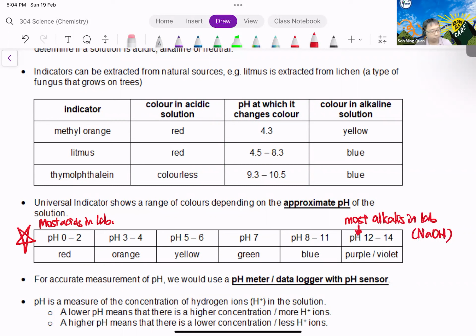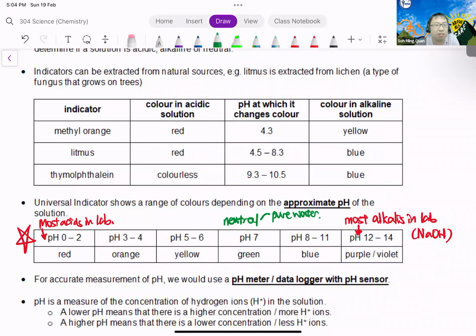Okay? Finally, what's green then? Green is neutral. What's neutral? Most commonly we use pure water as an example. So pure water is neutral, okay? Now, universal indicator does give you the approximate pH of the solution. That means roughly this is pH 2, roughly I can say this is pH 4 based on the color. If you really want an accurate measurement, then you need to use a pH meter.